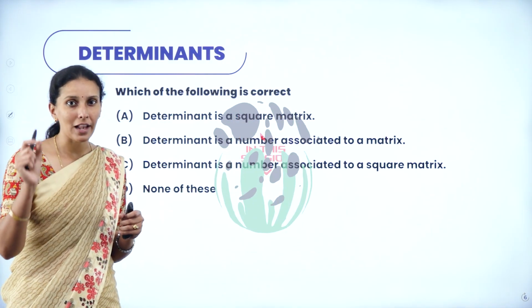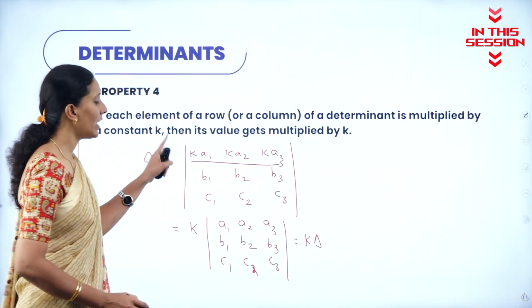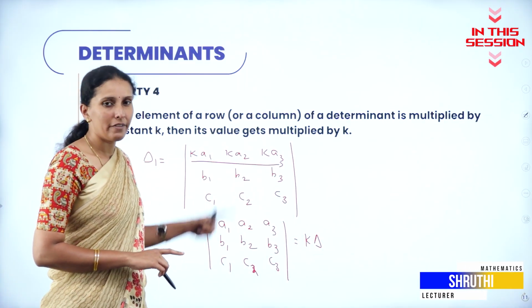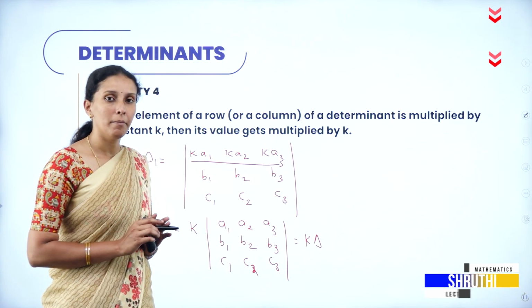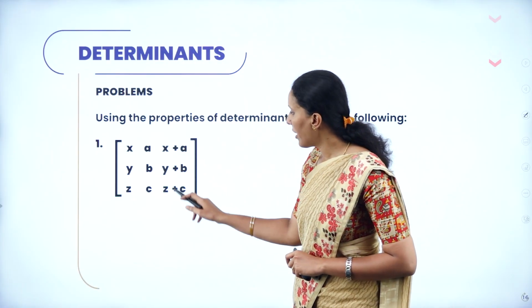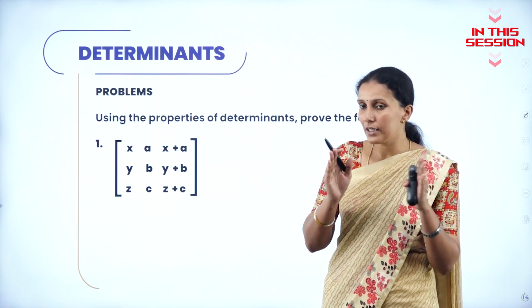Determinant is just a value which is associated to only square matrices. Whenever any scalar quantity is multiplied to any one of the rows or any one of the columns, then the value of the determinant can be multiplied by k directly. So whenever you have any one column or any one row as a sum of two elements, then we can split the matrices.